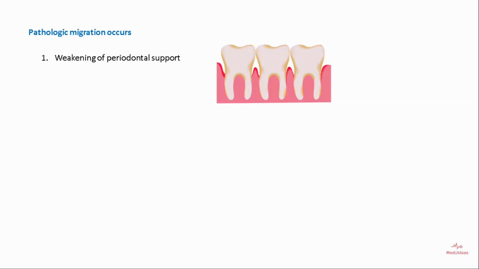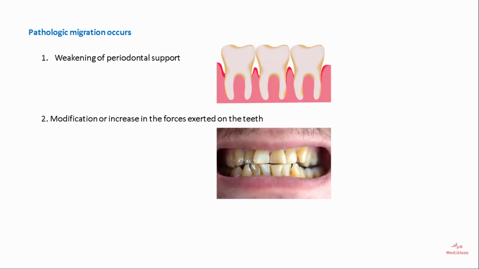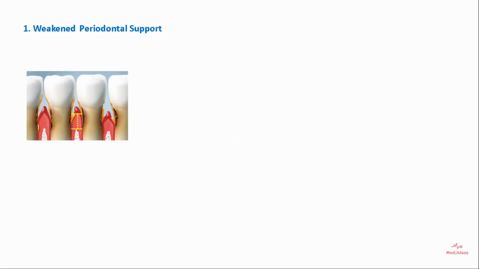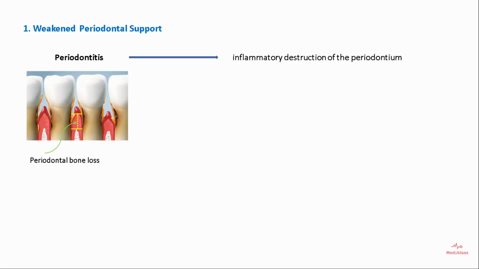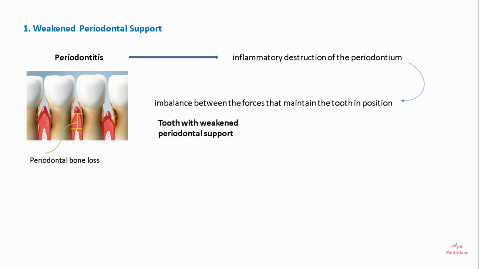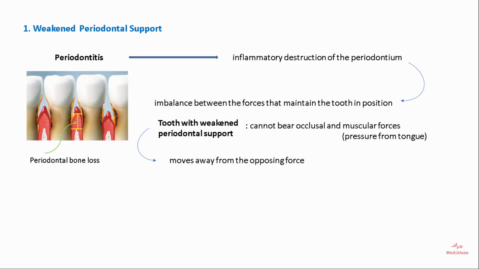Pathologic migration occurs when there is weakening of the periodontal support, when there is modification or increase in the forces exerted on teeth, or a combination of both these factors. So coming to weakened periodontal support, periodontitis is associated with periodontal bone loss. It is an inflammatory destruction of the periodontium. In this case, there is an imbalance between the forces that maintain the tooth in position. A tooth with weakened periodontal support cannot bear the occlusal and muscular forces, especially from the tongue. So this results in movement of the teeth from the forces that are exerted on them.